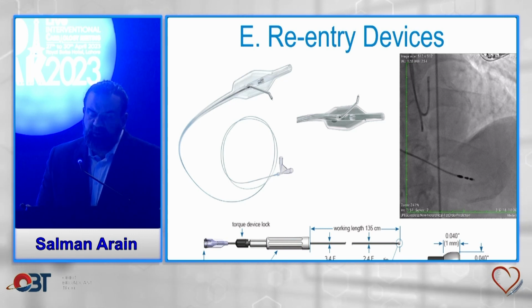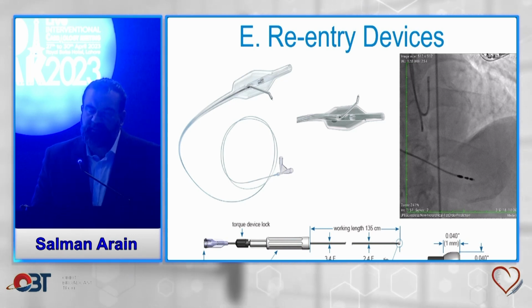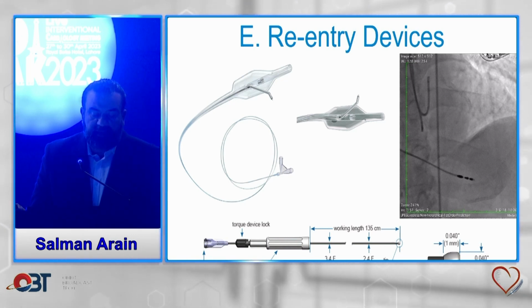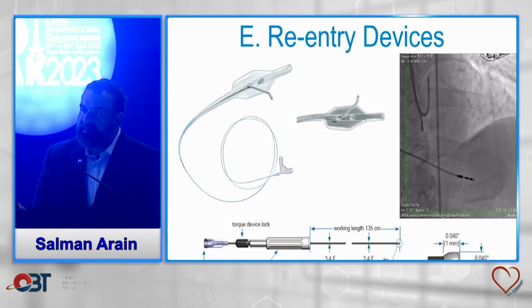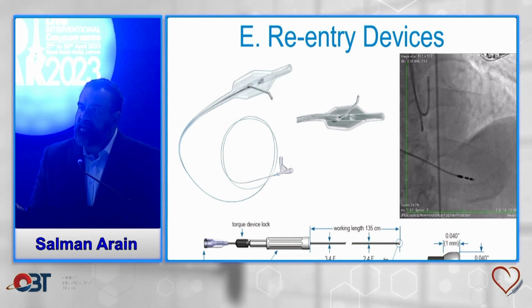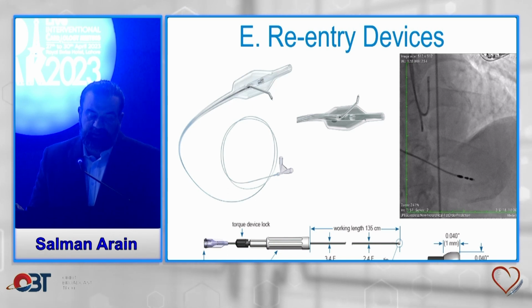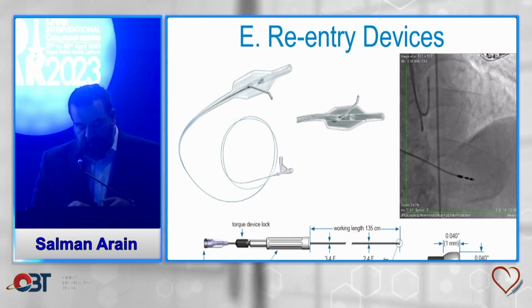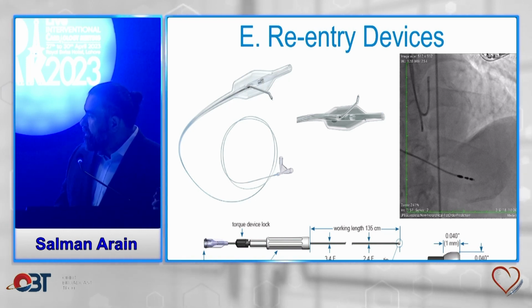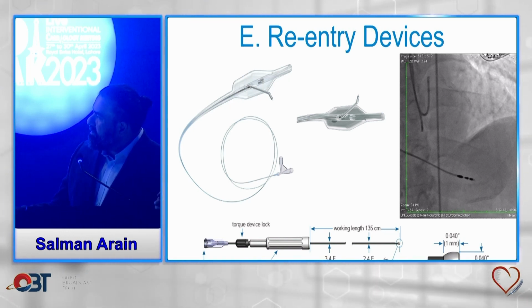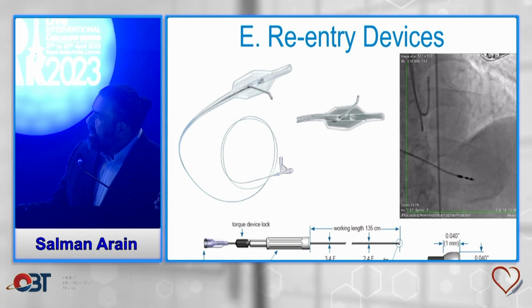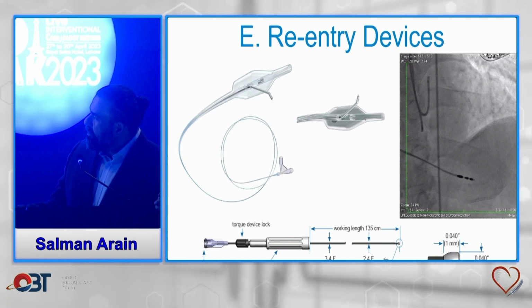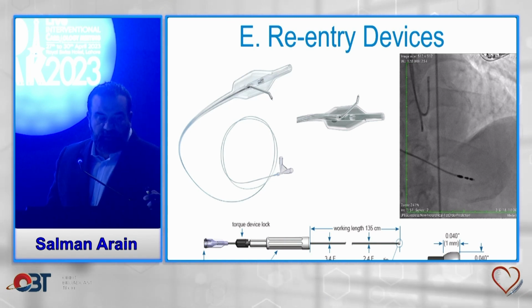Re-entry devices, we don't use as much of these anymore. I think, at least me personally, I use different techniques, but sometimes when you're in the subintimal space, close enough to the true lumen, and you're trying to get back in, this is what you use. This is called the Stingray system. The catheter at the bottom is to make a channel for the Stingray. This is the Stingray balloon. The balloon has two sides, and each side allows the wire to come out in a different direction. And here's a case I'm going to show you.